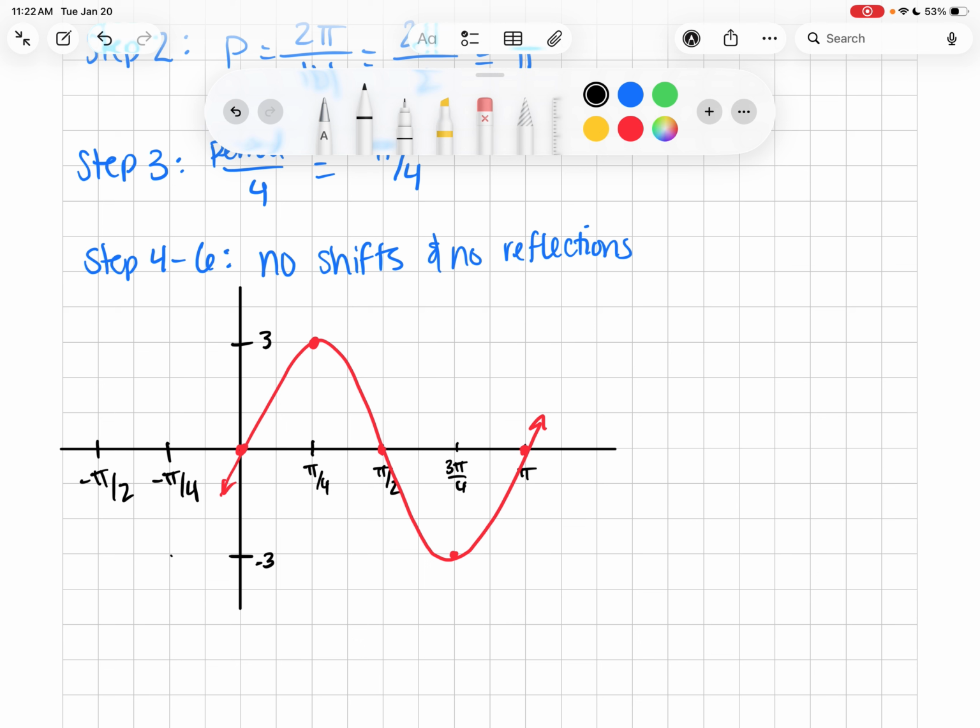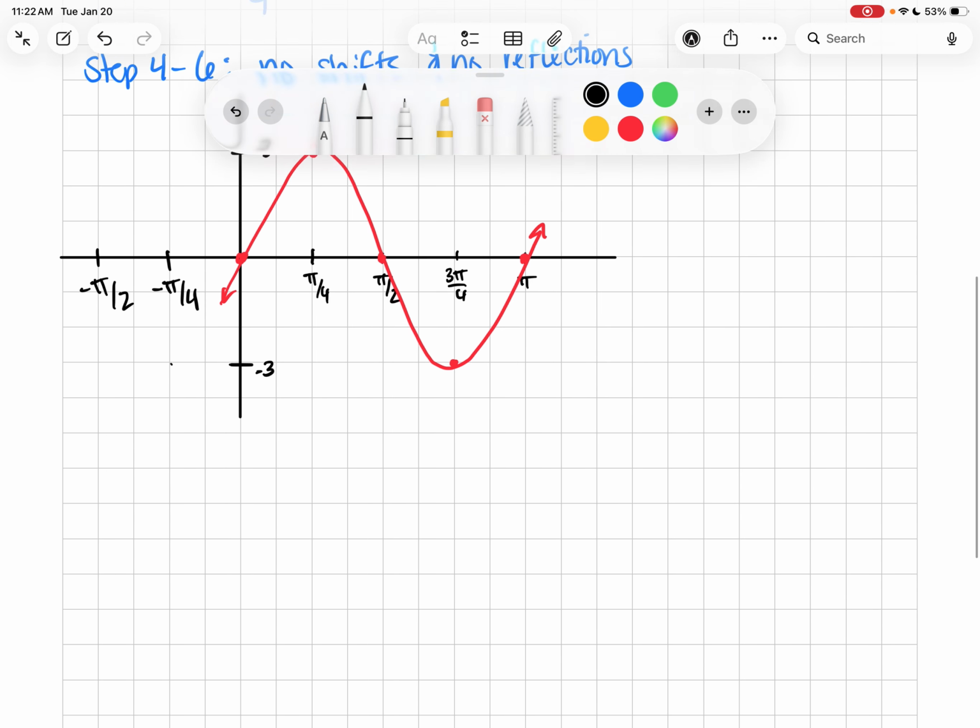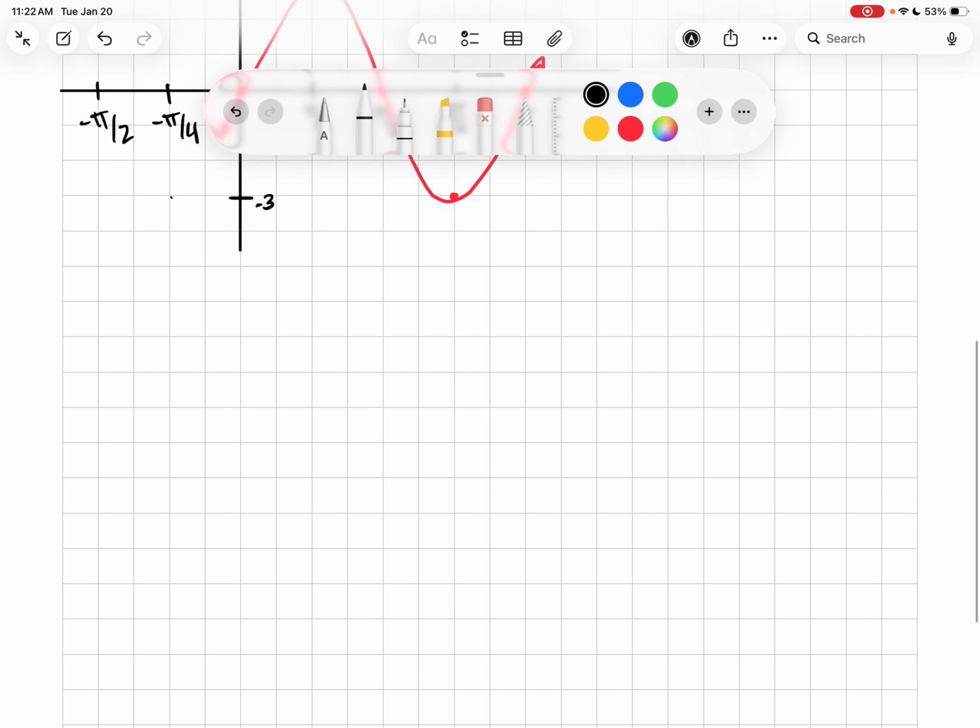Anytime they're talking about the midline, they mean where this is, that whole thing is what's going to be shifted up and down and so on and so forth. Anyways, there's that one. Next one.